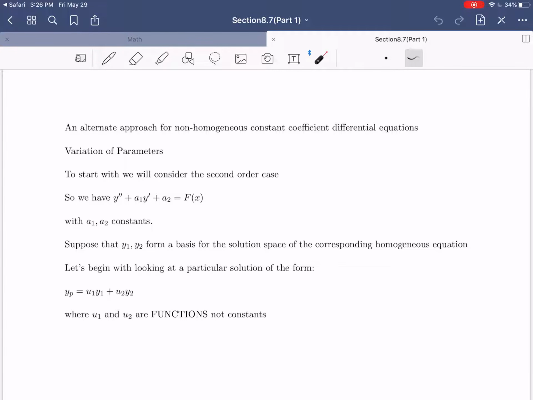In today's video, we're going to be moving on into section 8.7 of your textbook and taking a look at an alternate approach for solving non-homogeneous constant coefficient differential equations.